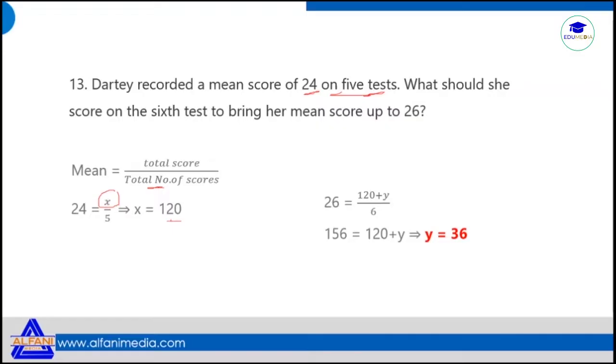So doing that, 6 times 26 gives me 156. Then 120 plus y equals 156. Moving this across, 156 minus 120 gives me 36. So the answer there is 36.